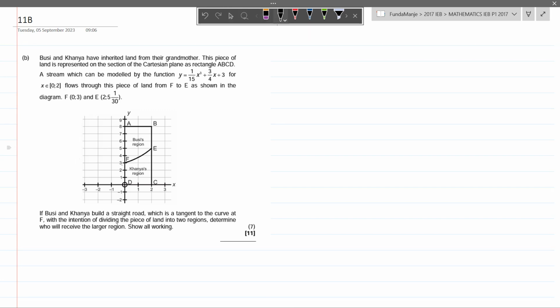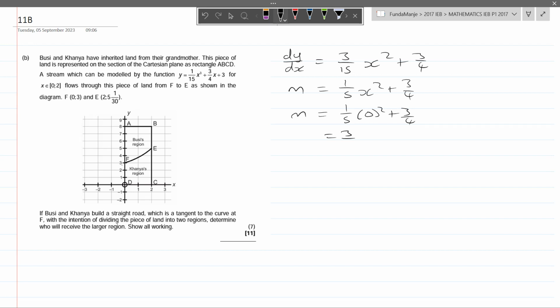So what we need to do is get the equation of the tangent first, and that would be the derivative of this. So that would be 3/15 x^2 + 3/4. And then this can be simplified to 1/5 x^2 + 3/4. Since we're trying to find the gradient at F, because that's where we want the tangent to be, we substitute x with 0 because the x coordinate for F is 0. So 0 squared plus 3/4, we just get 3/4 as our gradient.